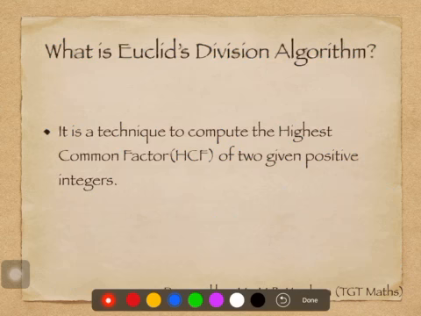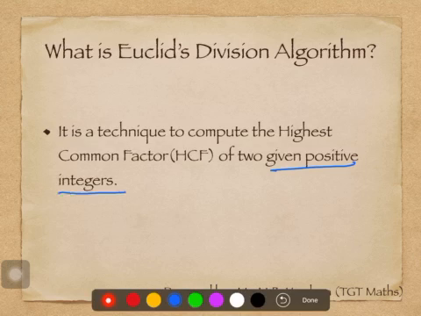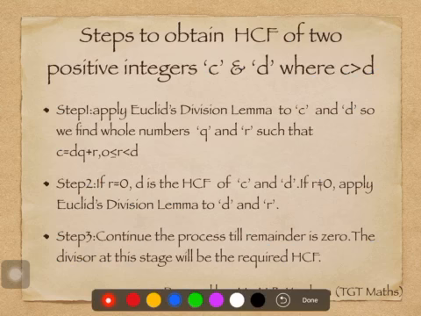To compute the highest common factor of two given positive integers. To find out the HCF of two given positive integers, we have some steps. What are the steps? Steps to obtain the HCF of two positive integers C and D. Here we are taking C and D as positive integers where C is greater than D. That means we are taking two numbers, one greater than the other.